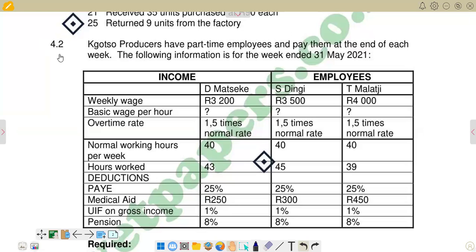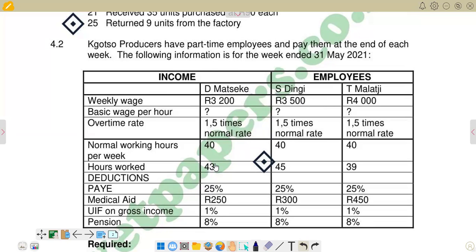The question reads: also produces part-time employees and pays them at the end of each week. The following information is for the week ended 31 May 2021. The information we are given relates to a week, and we've got the income column and the employees column, with subdivisions of the income column giving details and stated amounts, and the same under employees.